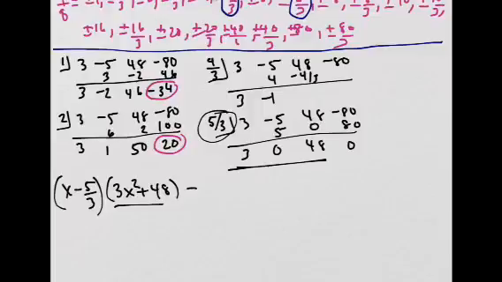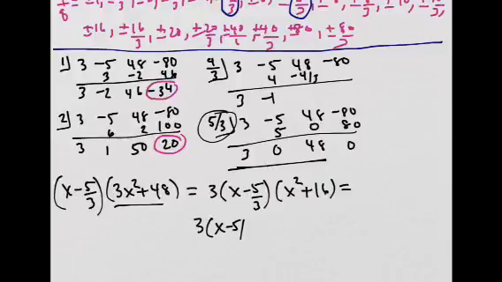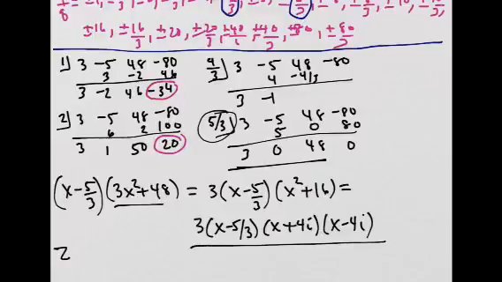So I can factor out a 3, like that. So that leaves me with x squared plus 16. And then this, just like there's been a couple examples that we did like this where it was a sum of two squares. So this could be rewritten as 3 times x minus 5/3, x plus 4i, and x minus 4i. Okay, so here it is in factored form, linear factors. So the zeros are 5/3 and plus and minus 4i.